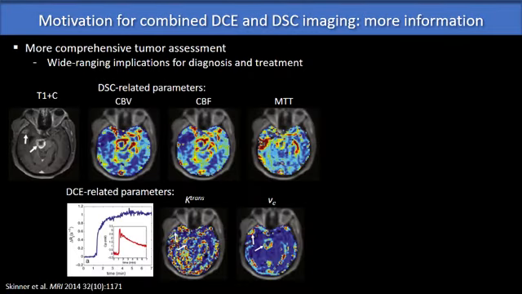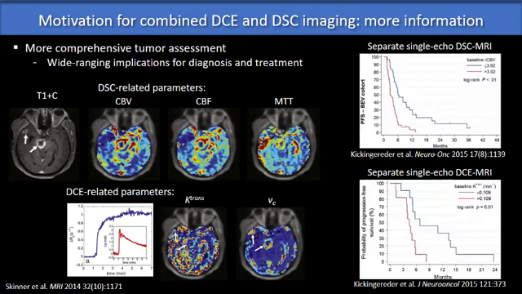So moving away from better information and on to how we can get more information, by using multi-echoes, we can get a more comprehensive tumor assessment. So this is a high-grade glioma patient. This is a DSC acquisition with dual echo, and we get the CBV maps, CBF, mean transit time, and then we can also get our DCE-related parameters like K-trans and VE.